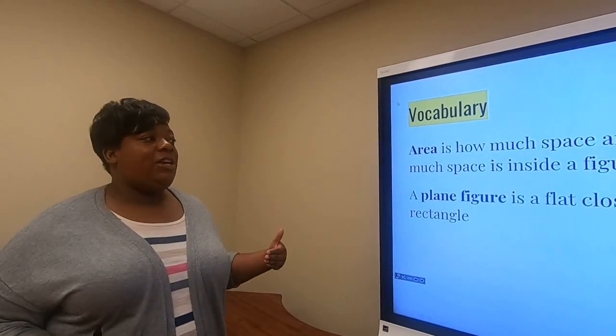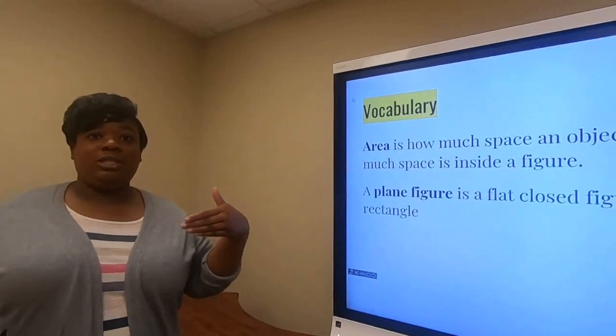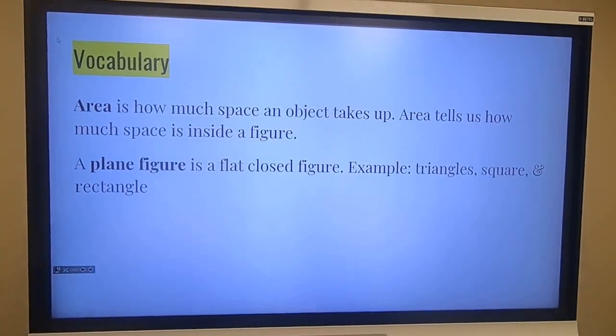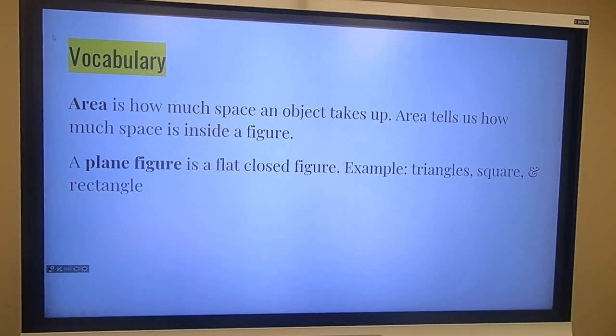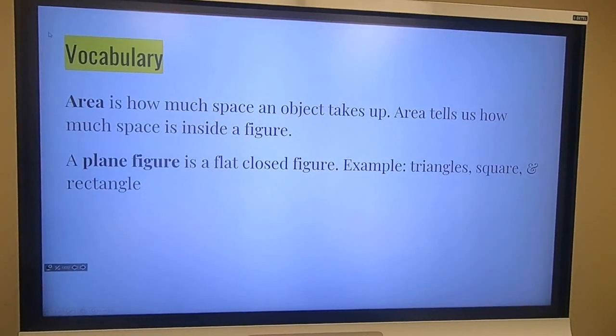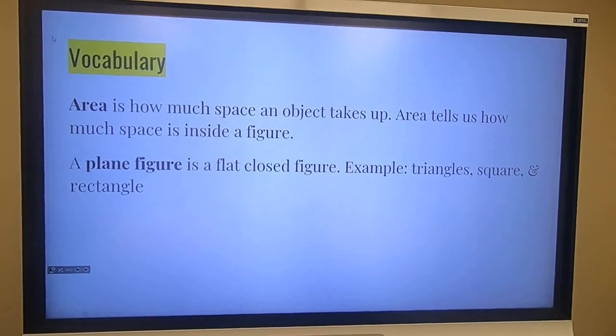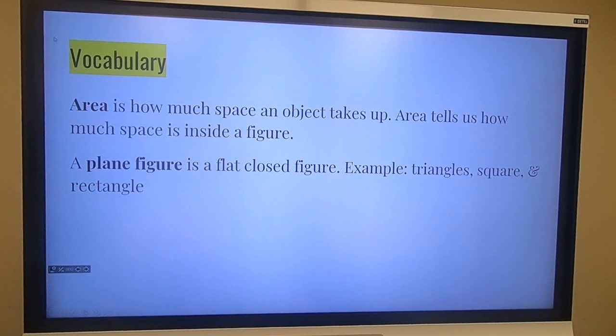Now, a plane figure is a flat, closed figure. We have some examples like triangles, squares, and rectangles. Those are all polygons, which are a flat, closed figure with straight sides. So that's what we'll be basically looking at today, okay?